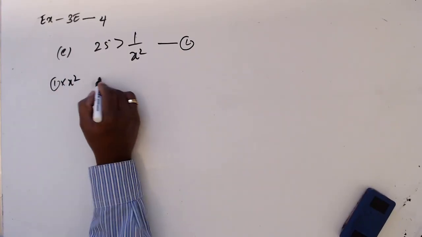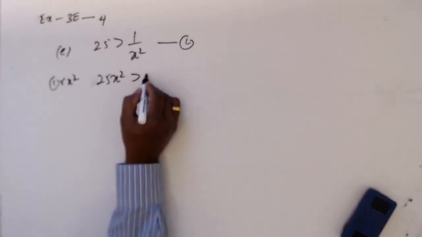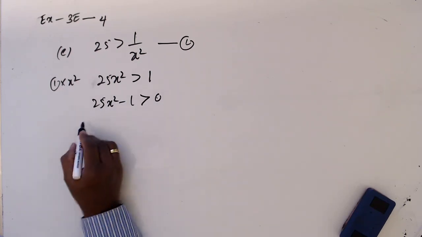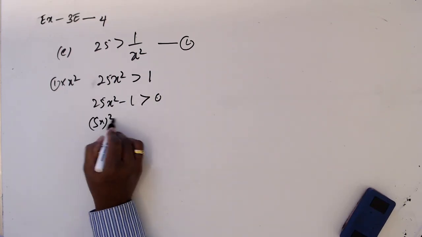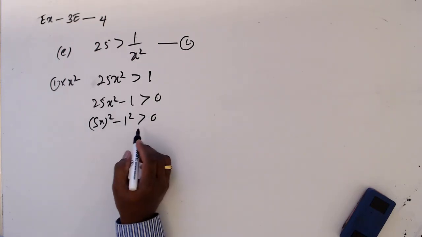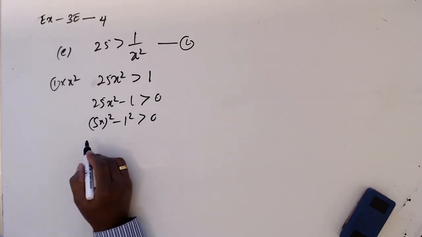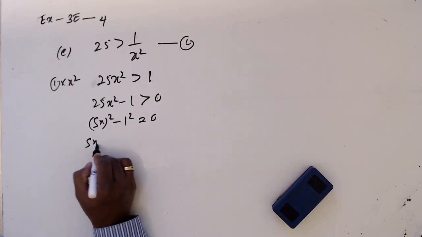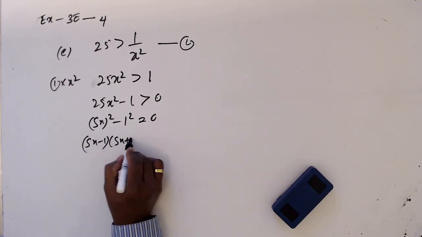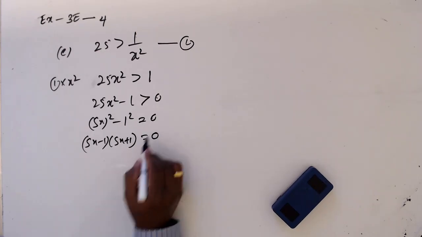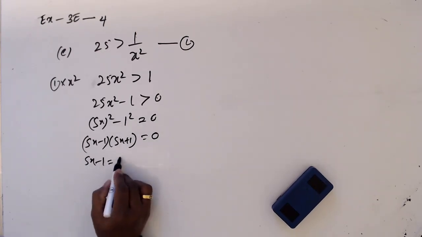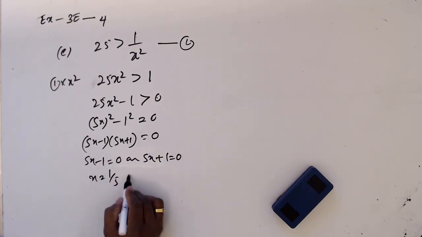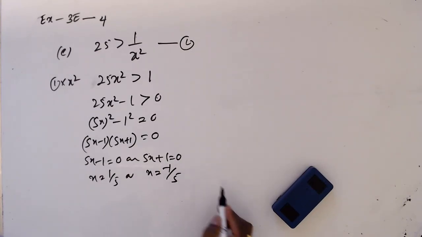1 multiplied by x square, 25 x square greater than 1. 25x square minus 1 greater than 0. (5x) square minus 1 square greater than 0. I'll consider the equation. So (5x minus 1)(5x plus 1), difference of 2 squares, equals 0. 5x minus 1 equals 0 or 5x plus 1 equals 0. X equal 1 over 5 or x equal minus 1 over 5.